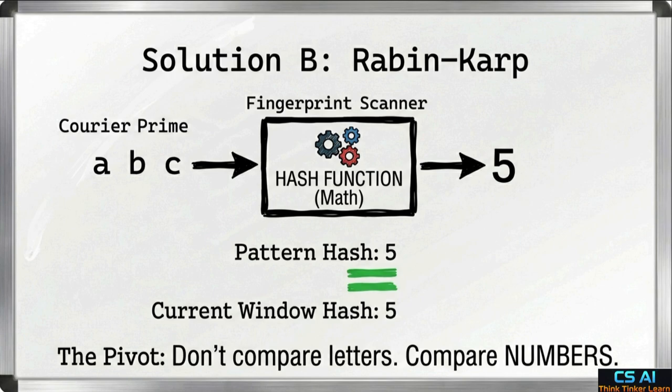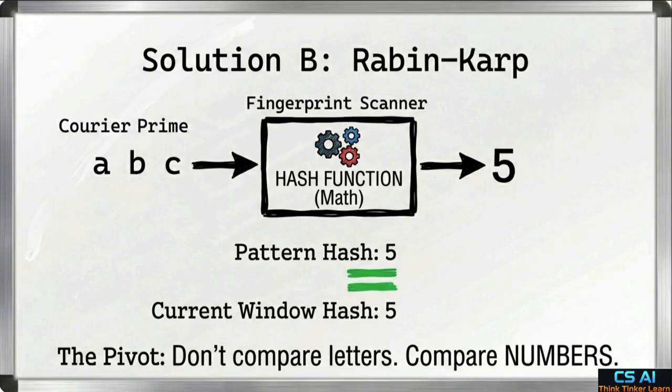Now, we pre-calculate the hash of our pattern. Then as we scan the text, we calculate the hash of our current window. If the pattern hash is 5 and the current window hash is 5, we likely have a match. The pivot here is simple. Don't compare letters, compare numbers.